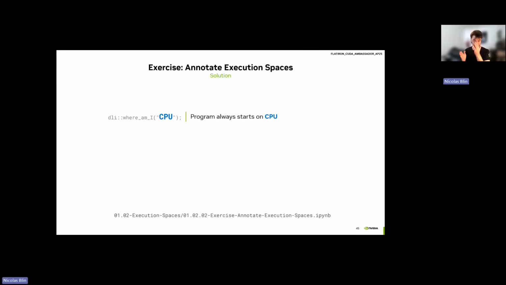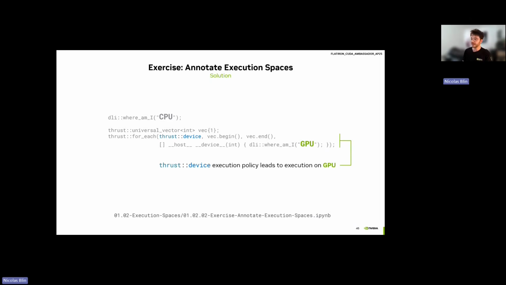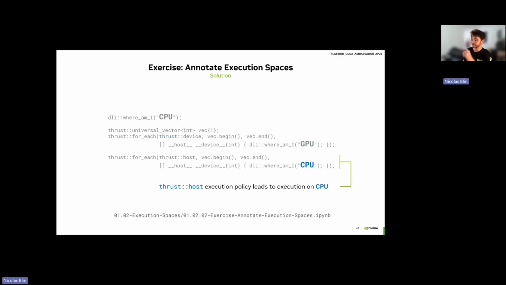So as we said, the CUDA program is, at its foundation, just like any CPU program. So it's done on the CPU, just like any C++ program. So the first one, where am I, is on the CPU. Then we called thrust for each, and we have passed thrust device. And we have correctly passed host and device as specifiers. So we know that this code will be correctly executed on the GPU.